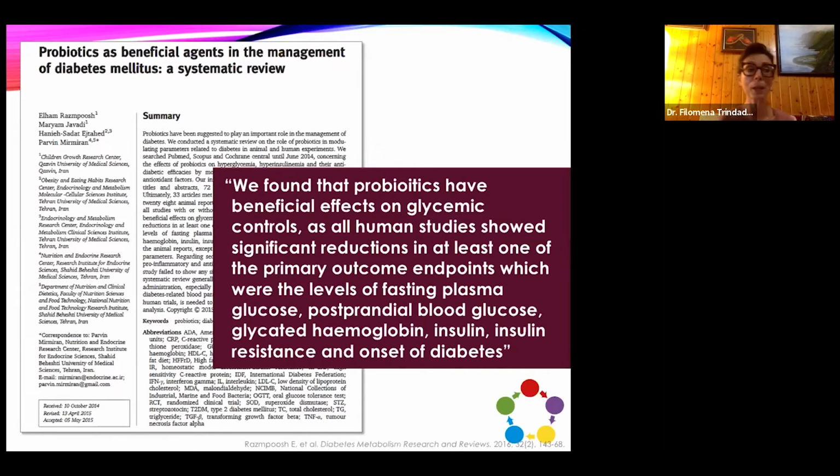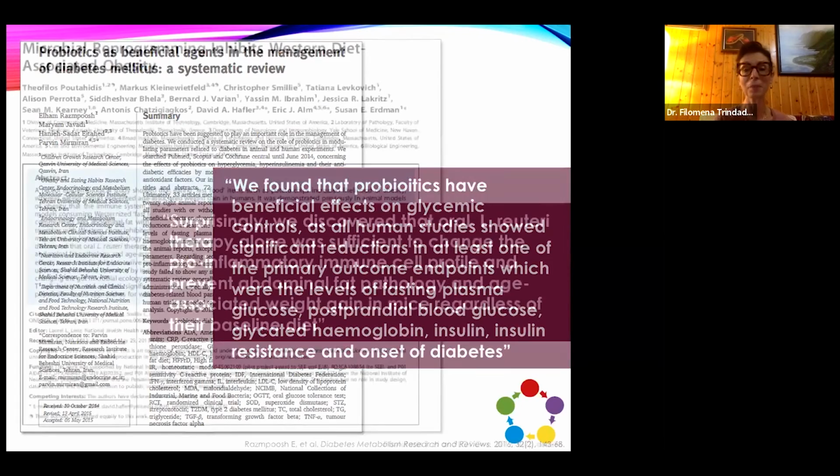This is a systematic review of different studies looking at probiotics and glycemic control. And this is particularly looking at the outcomes being plasma glucose, postprandial blood glucose, hemoglobin A1C, insulin resistance, and the onset of diabetes. So there's quite a bit of study. And this is another article that I would really encourage you to read. That's now three that I've given you that you may want to look at.